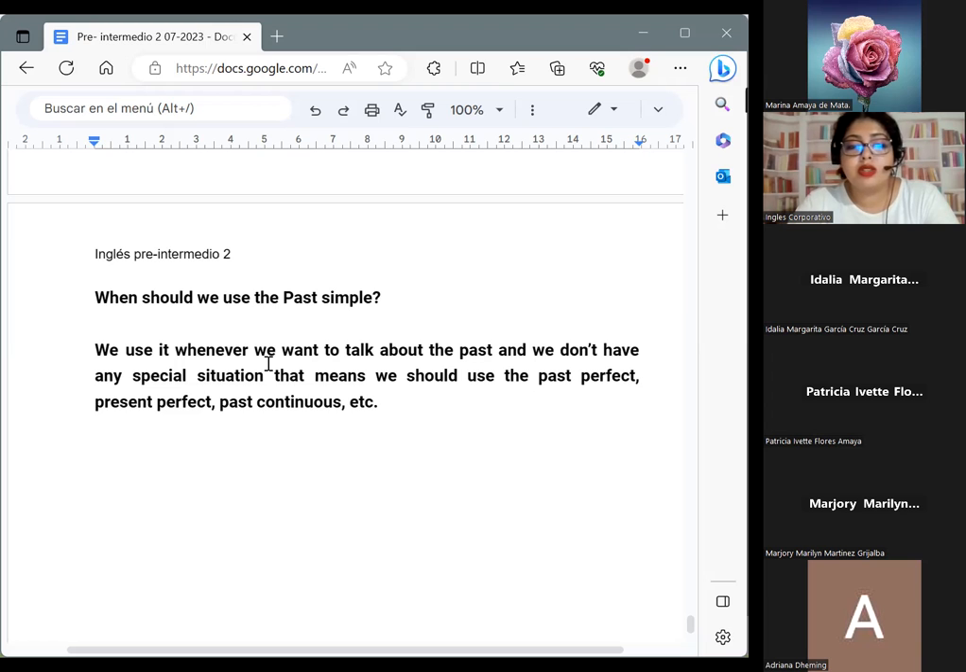In this case, we're just going to talk about something that is complete. We're going to see other situations in which we can use another structure, but in this case, we are just going to focus on the idea of something that we did in the past.